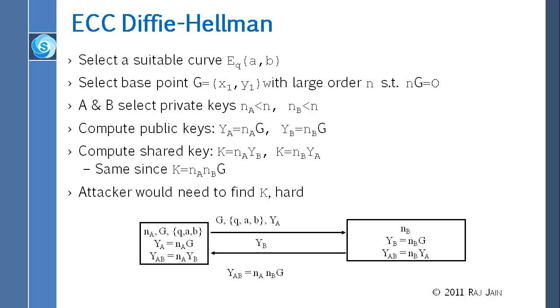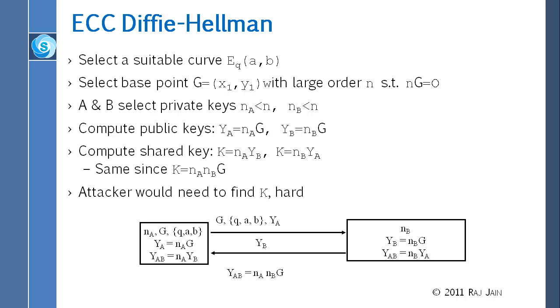A and B select the private keys, NA and NB, and these are the numbers that they have selected themselves. And so you send the public parameters: G, Q, A, B, and YA. So G is your generator that you selected. Q, A, B basically specify the curve. Now here again, the book author changed the symbols. A minute ago we were using P and Q for the points. Now he's using Q for the base, where we were using little p.